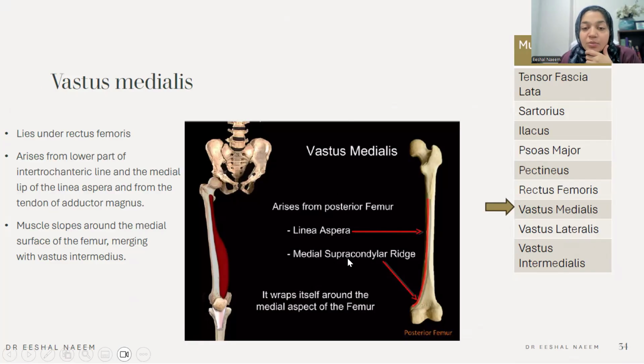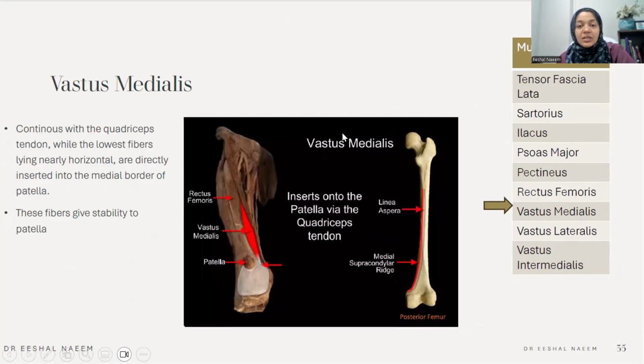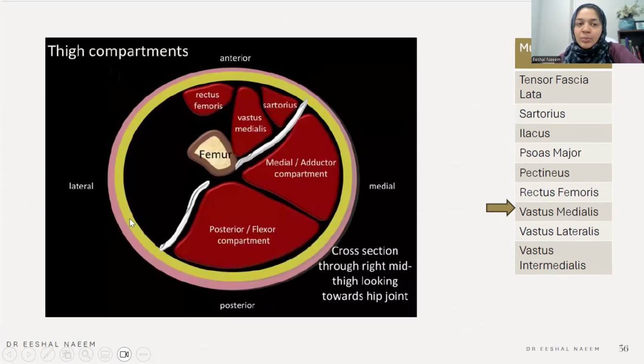Here you can see it arises from the posterior femur, the linea aspera, and also some part of the medial supracondylar ridge. The muscle slopes around the medial surface of the femur, merging with vastus intermedius. It wraps itself around the medial aspect of the femur. This is the vastus medialis. It continues with the quadriceps tendon, while the lowest fibers lying nearly horizontal are directly inserted into the medial border of the patella. These fibers give stability to the patella. So this is the vastus medialis, in between the sartorius and rectus femoris.